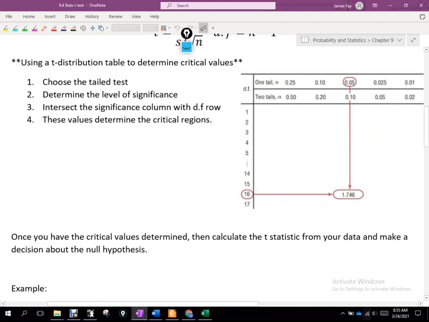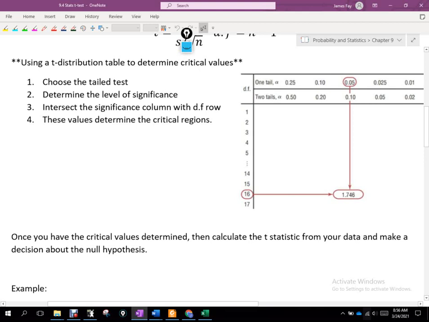You can see now the purpose of having these two rows here: one's for one tail, so a left or right tail situation, and this here is a two-tail situation. So you'd have to decide, based on your alternative hypothesis, which row you're going to intersect here to find your critical value.